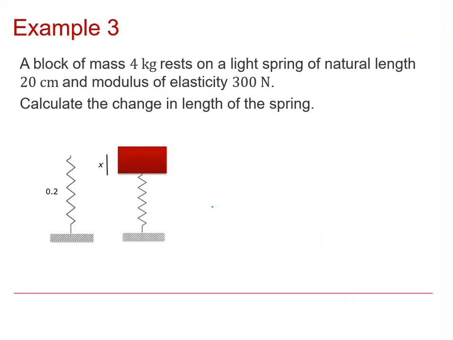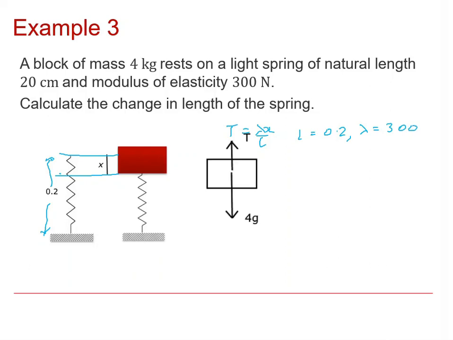Let's look at yet another similar situation, this time with the compression of a spring. So you can see that the 20 centimeters has already been converted into 0.2, that's the natural length. And the x is the extension, the difference between where it was and where it is now. The modulus of elasticity is 300 newtons, and we're going to use the usual model, so T is equal to lambda x over L, and into that we're trying to find x, and this time we're told that L is 0.2, x we're trying to find, and lambda is equal to 300. So that will enable us to do our calculations.